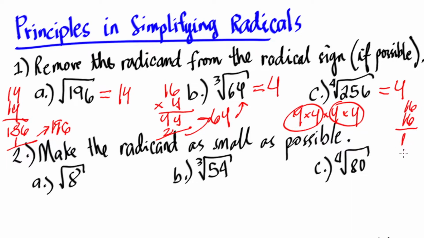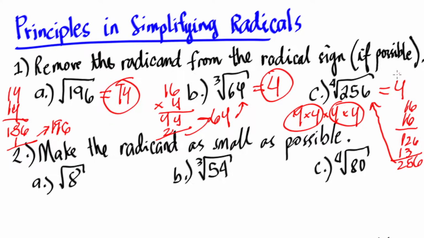6 times 6 is 36, and so we have 256, which is the answer here. Therefore, the fourth root of 256 is equal to 4. So the answer for number 1 is 14, number 2 is 4, and number 3 is also 4.